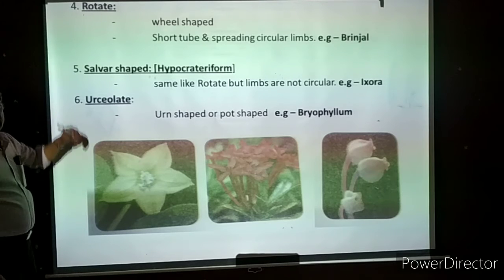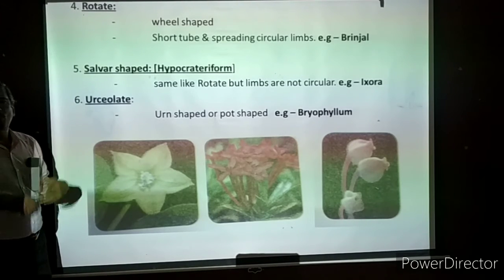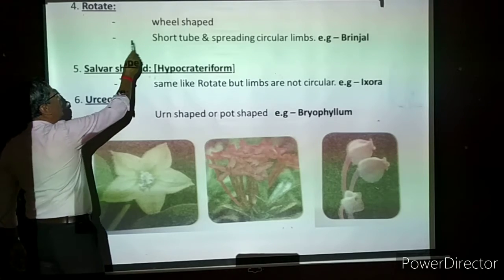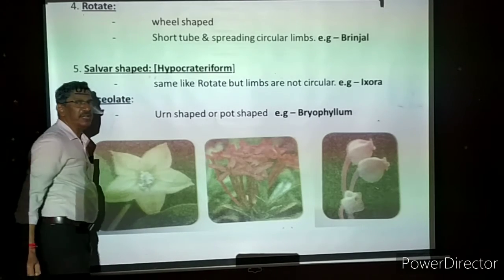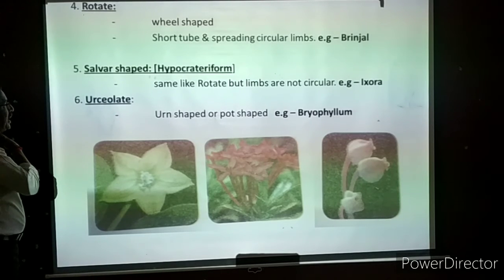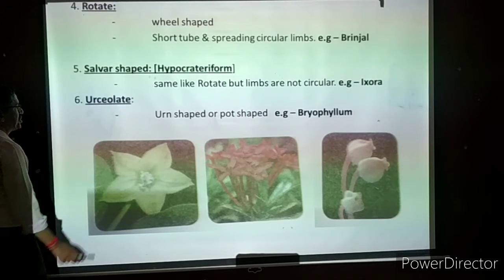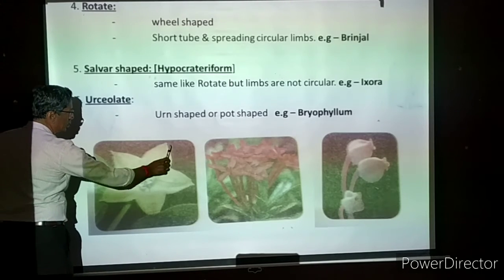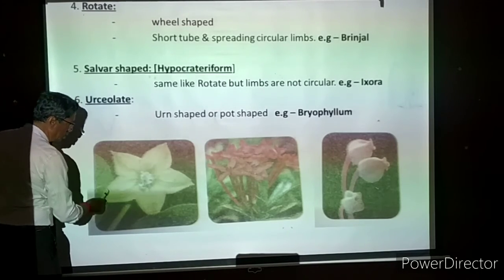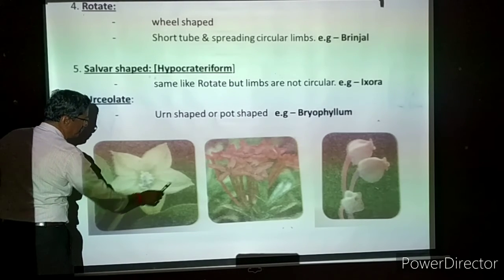Now we are coming to the fourth one. Three completed, fourth one. Rotate. What is the meaning of rotate? The corolla is wheel shaped. For any type of vehicle, the wheel is there, like that wheel shaped corolla. Now I am taking the wheel shaped one here. The whole is called a corolla. These are the petals. Margins are fused. Only the tip is free.